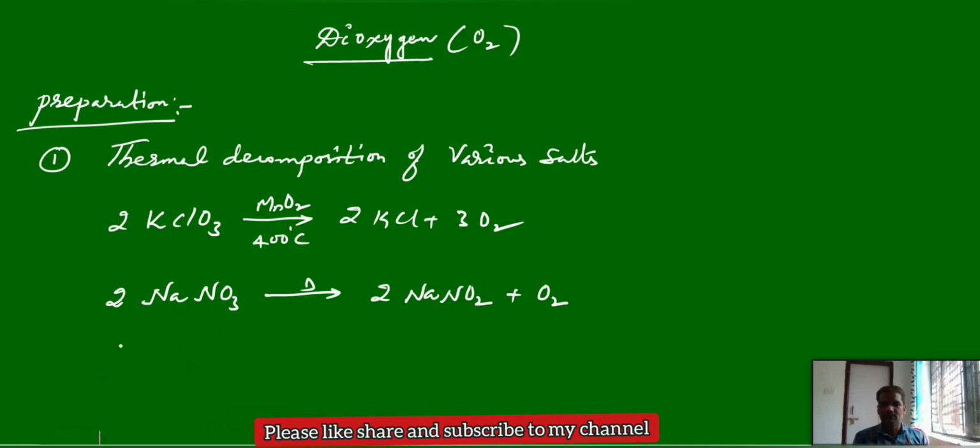Next, other salts like potassium permanganate. This is important. The decomposition of potassium permanganate also gives oxygen. You will get potassium manganate, manganese dioxide and oxygen.